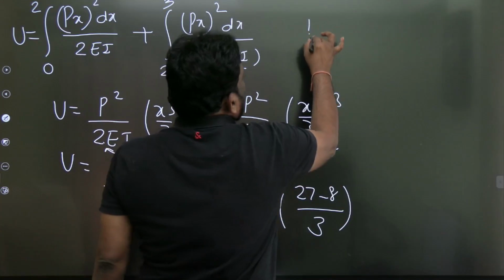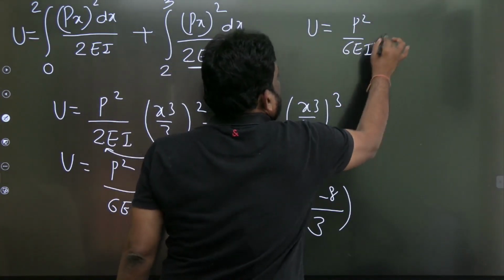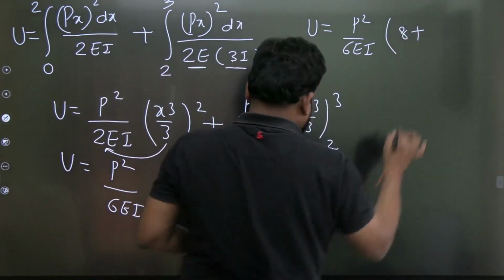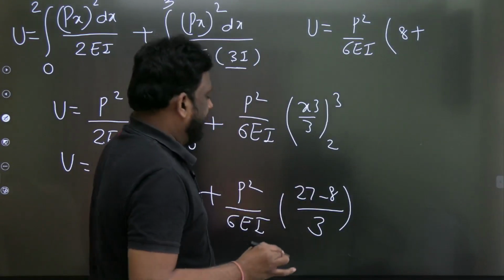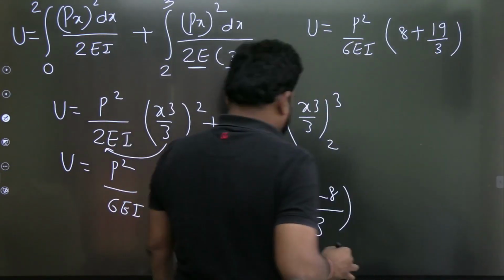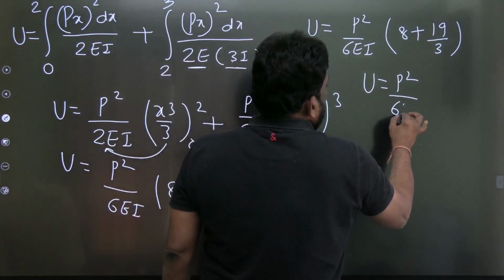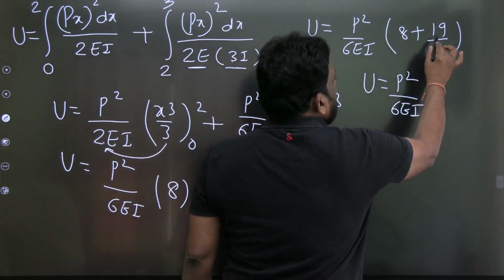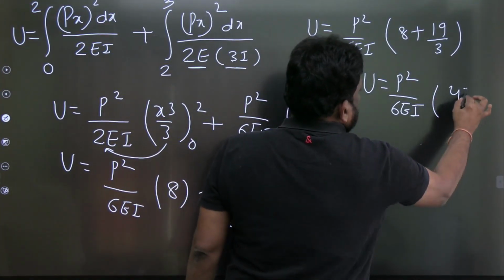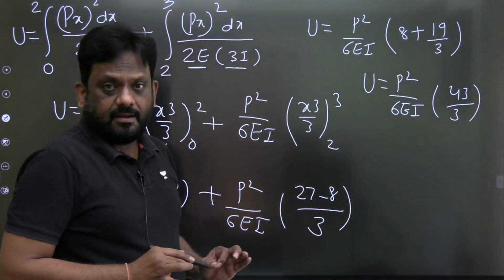So therefore the total strain energy is given by P square by 6EI, 8 plus 27 minus 8. How much will it be? 19. Is it correct? Absolutely correct. So the total strain energy is P square by 6EI into 24 plus 19, which is 43 by 3. Absolutely fine.